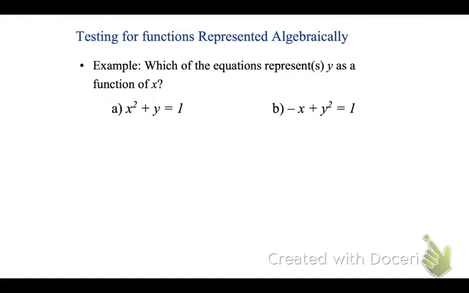Testing if something is a function. So we need to solve these and see how many values we are going to get as an answer. The best way to do this is to do Y equals, correct? Solve it for Y. So I have X squared plus Y equals 1. How would you solve that for Y? You move the X over. Subtract the X squared over. So I have Y equals 1 minus X squared. If I plugged in any X, would I get one answer? Yes. So this is a function.